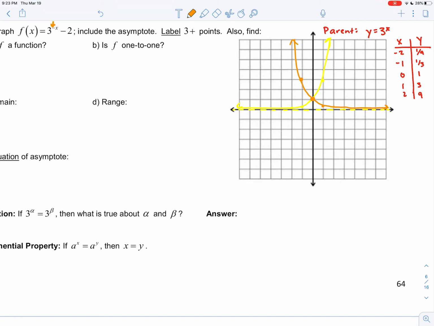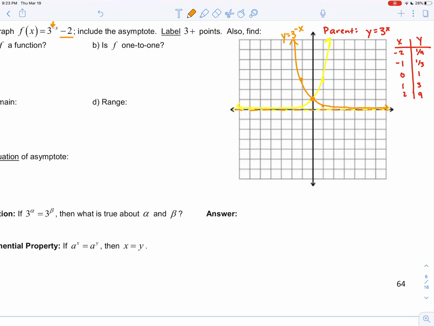Of course this would not change the asymptote. The asymptote is still y equals 0. So let me write a note. This is y equals 3 to the negative x. Okay, and I have one more transformation, minus 2 here on the outside. So that is a vertical shift. It's going to shift down 2 units.